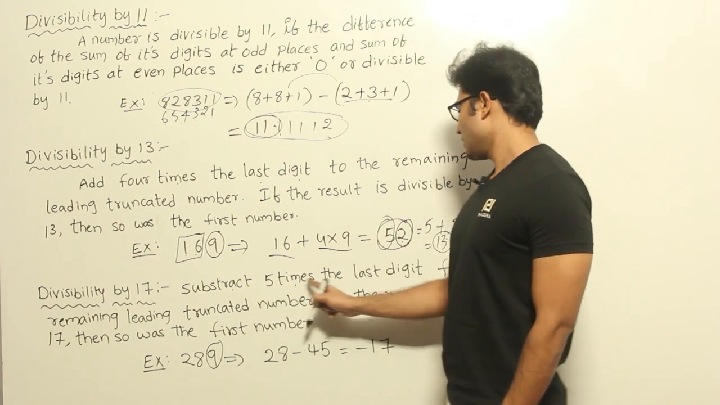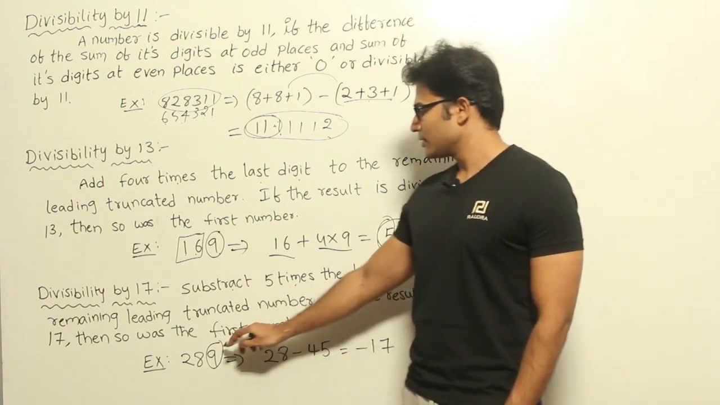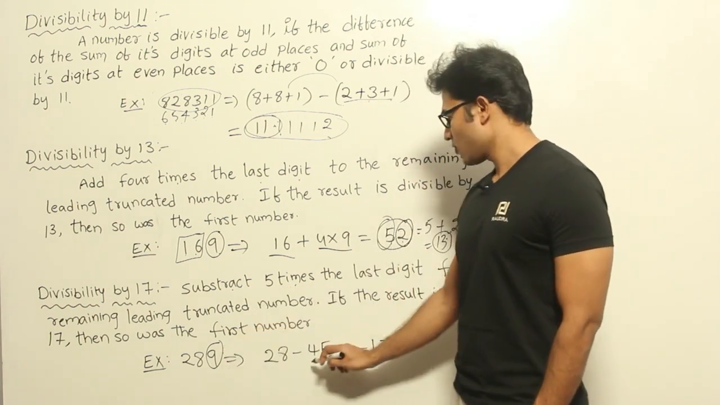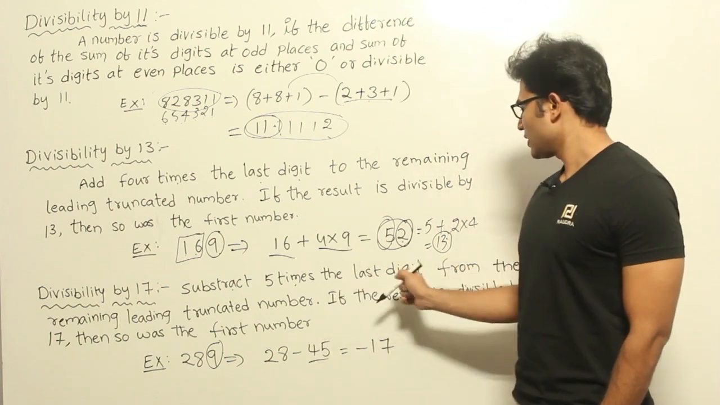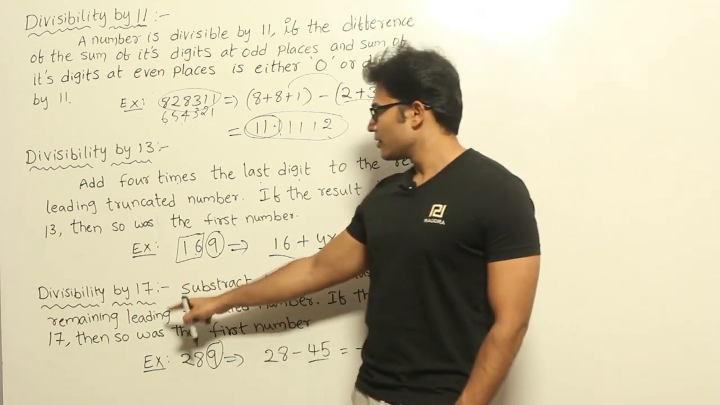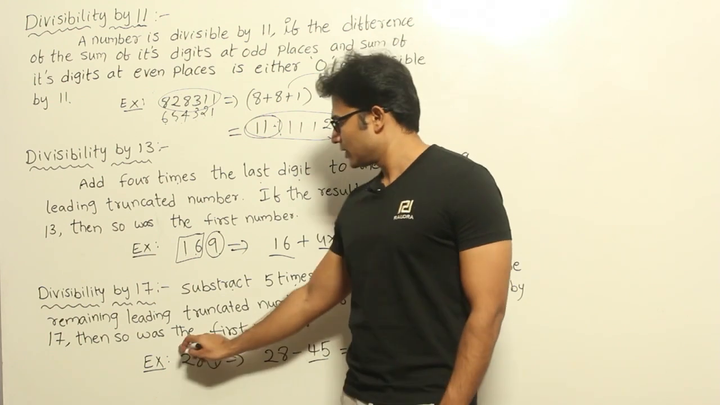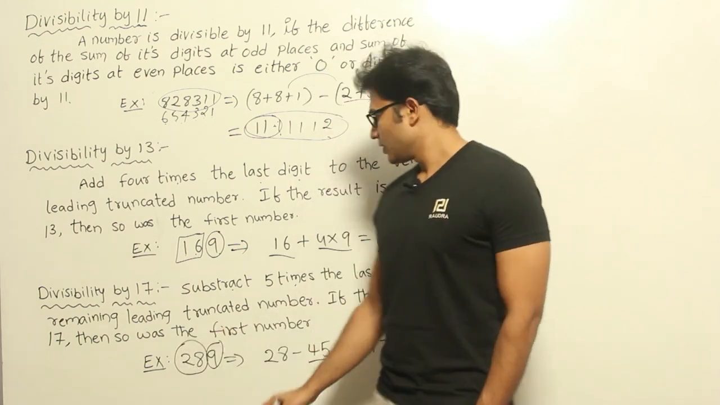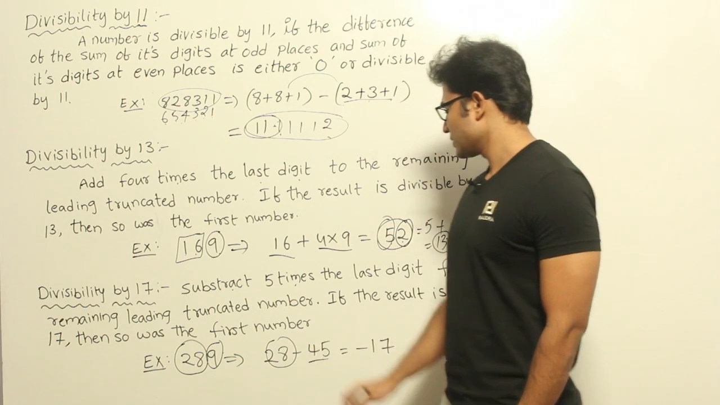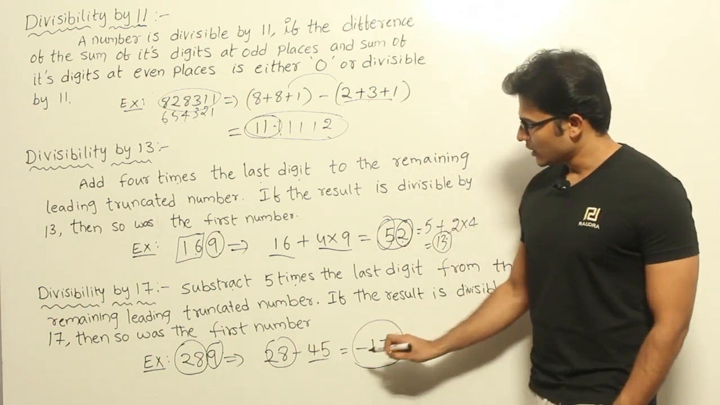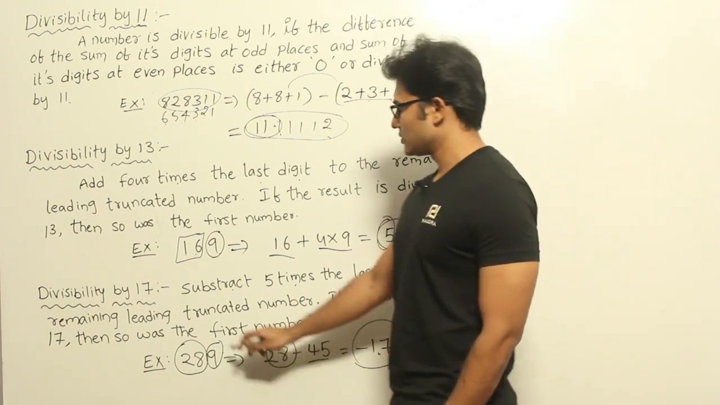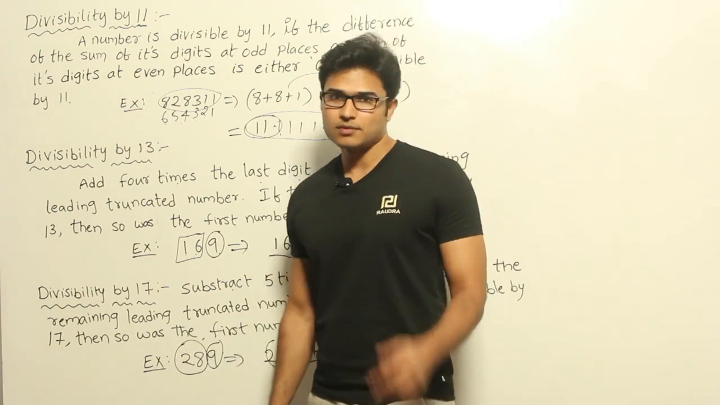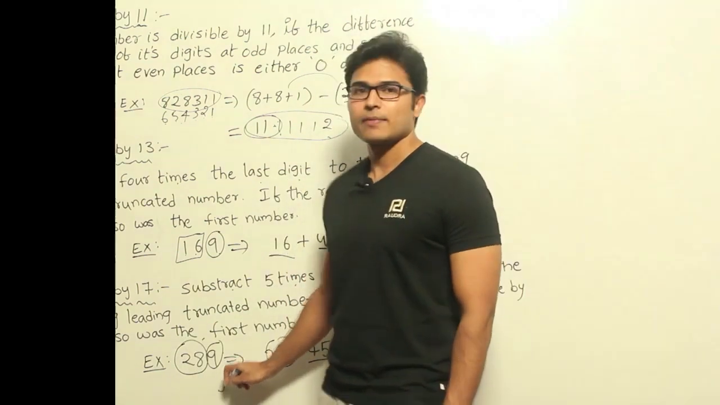So subtract 5 times the last digit, so you multiply this one with 5. What do I get? 45. Now subtract the 5 times the last digit from the remaining leading truncated number. What is the leading truncated number here? 28. So take 28 and you subtract this. Now whatever difference you got, if this is divisible by 17, then the original given number should also be divisible by 17. Got it? Okay.